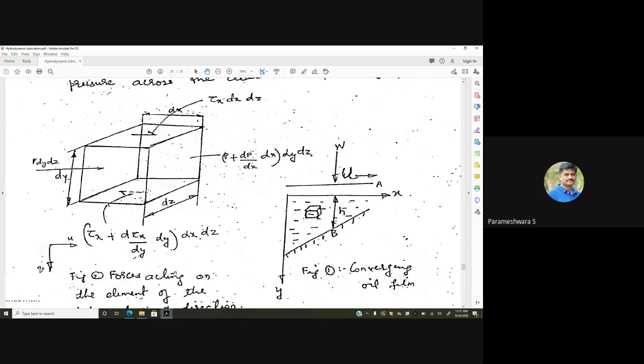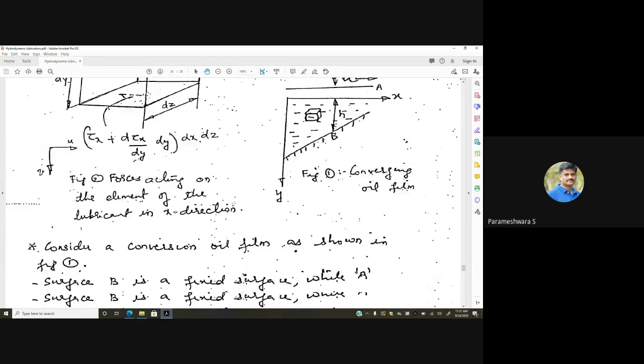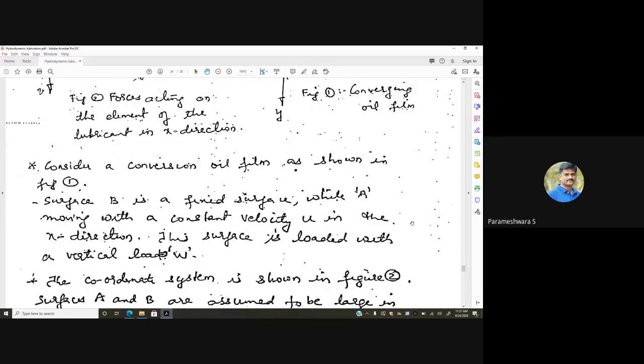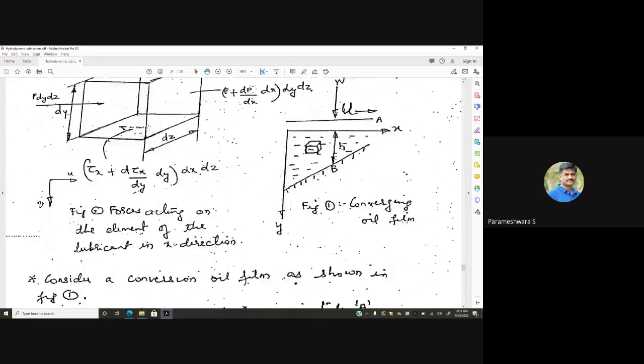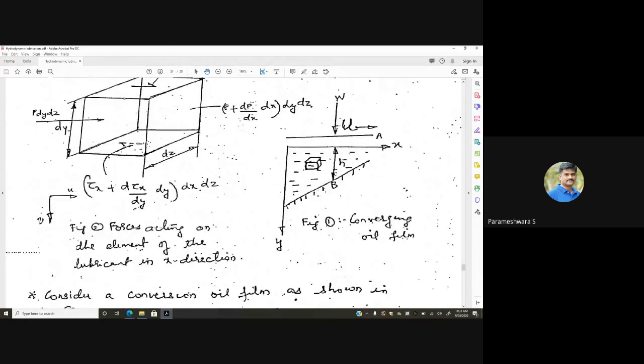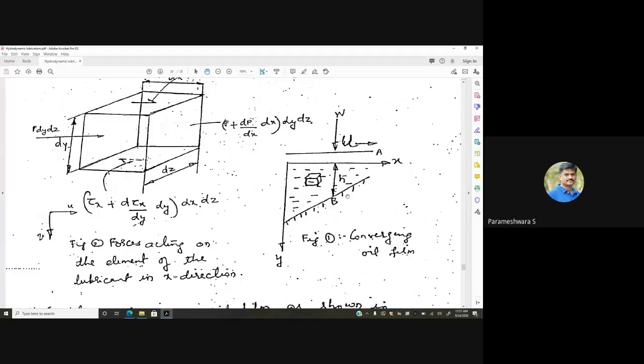Figure: forces acting on the element of lubricant in the x direction. This is the x direction. Considering the converging oil film as shown in the figure, surface B is fixed, while A is moving with velocity. The upper surface is moving with velocity, and the lower one is fixed. Converging means some kind of inclined surface is created. So this is the convergent part and this is the divergent part.